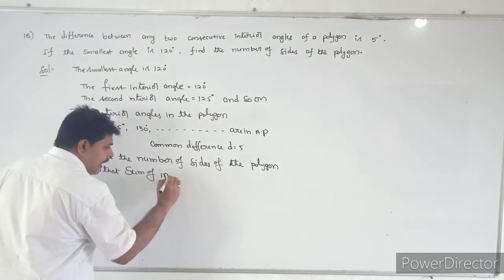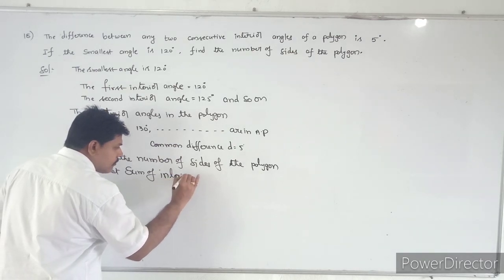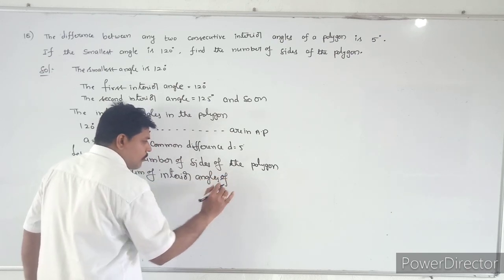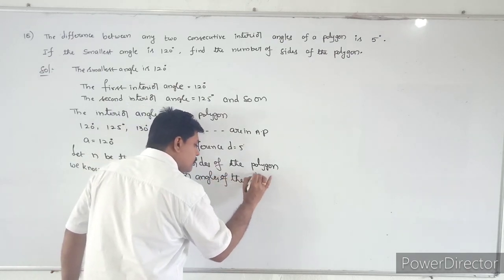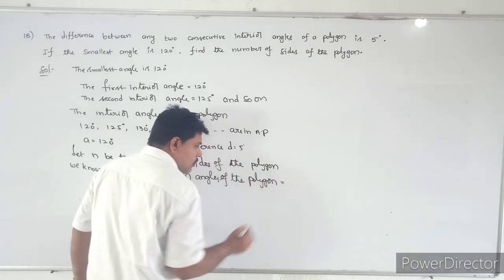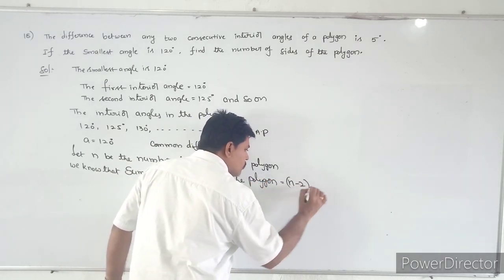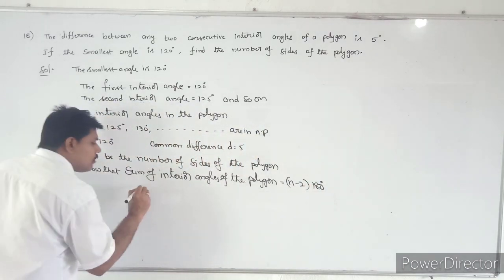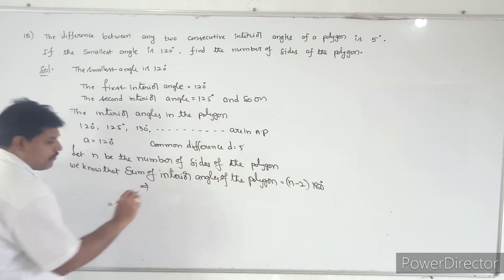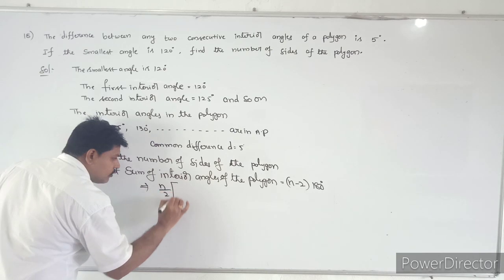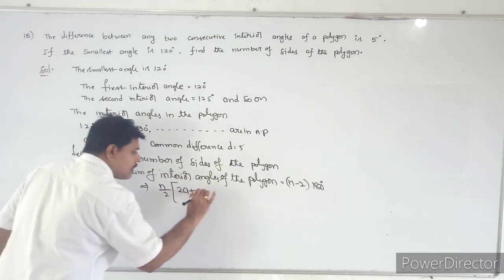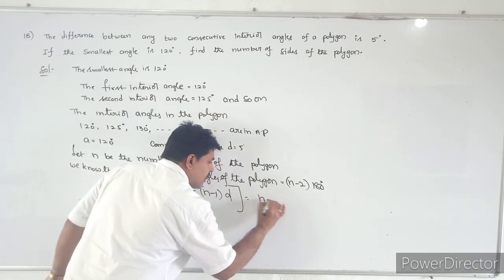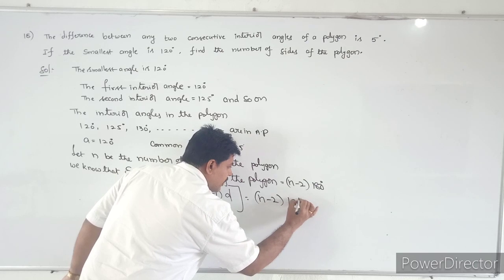Sum of interior angles of the polygon is equal to (n minus 2) into 180 degrees. So already here, what is the sum of n terms form? Already you know that the value is n by 2 into (2a plus (n minus 1) into d). So that value will become (n minus 2) into 180 degrees.